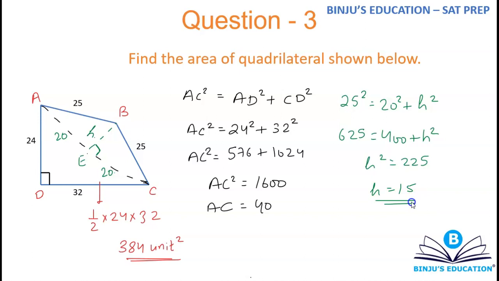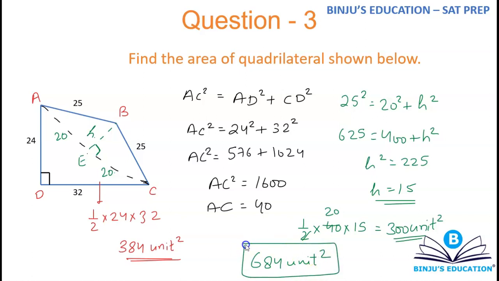If you want to calculate the area of the triangle ABC, it's again half into base into height. So the area will become half into base. I'm going to take base to be 40 into height, which is 15. So this is 20 times 15, which is equal to 300 square units. So what is the entire area? It's 300 plus 384, that is 684 units square. So in one of the cases I have used a right angle triangle, in the other case I have used the property of an isosceles triangle.